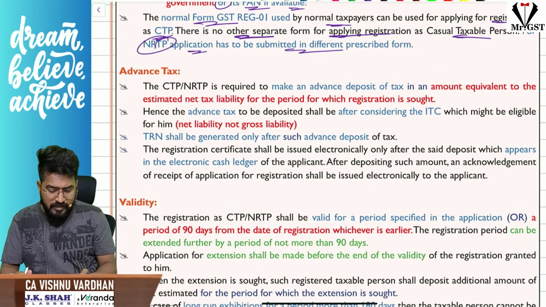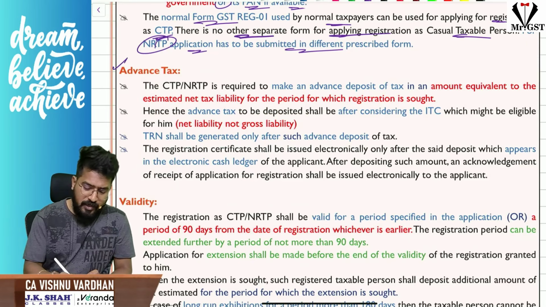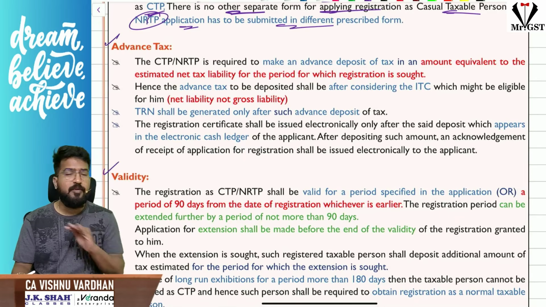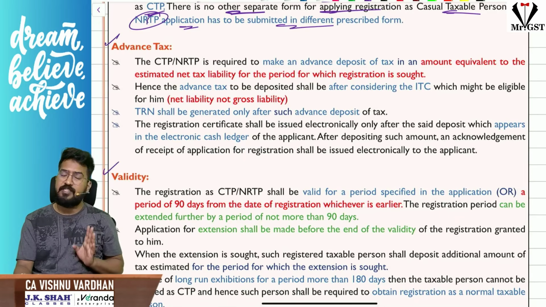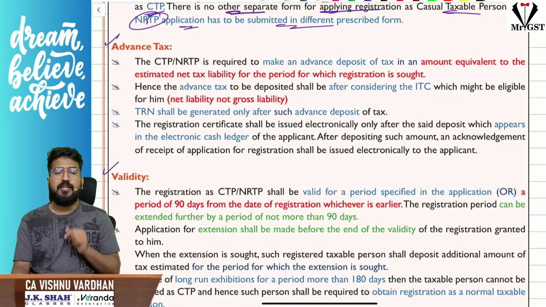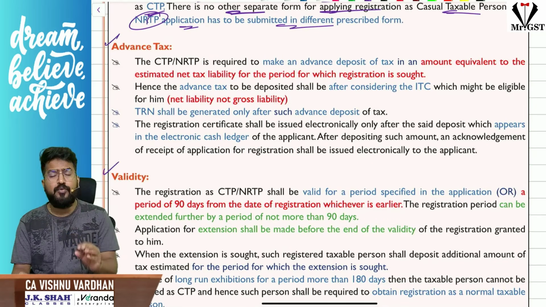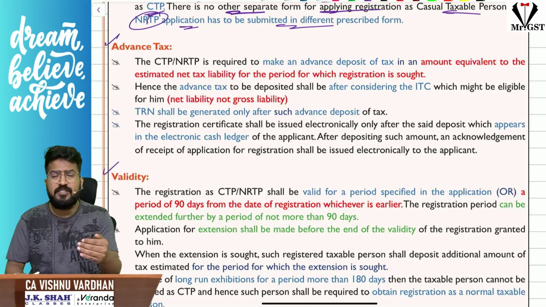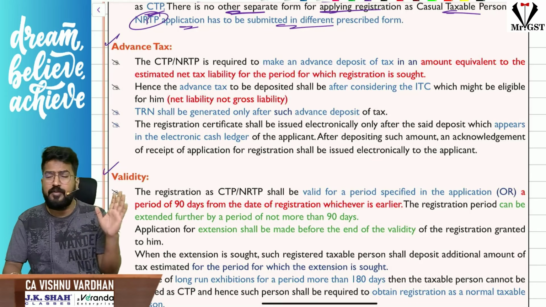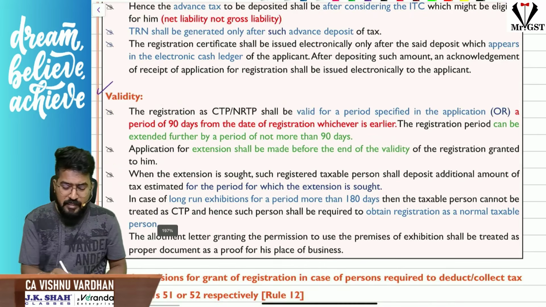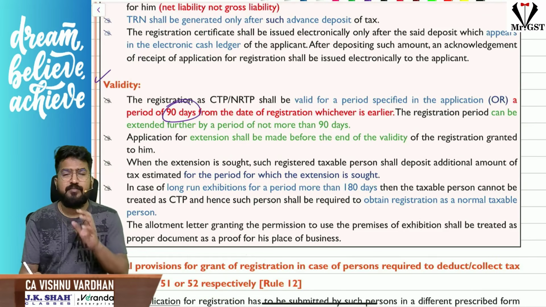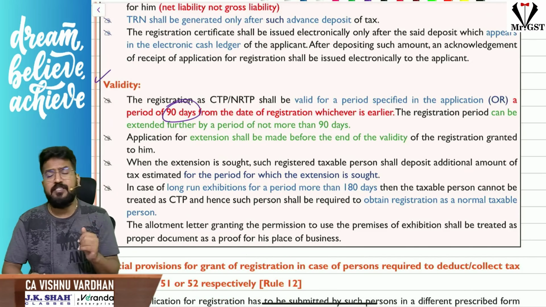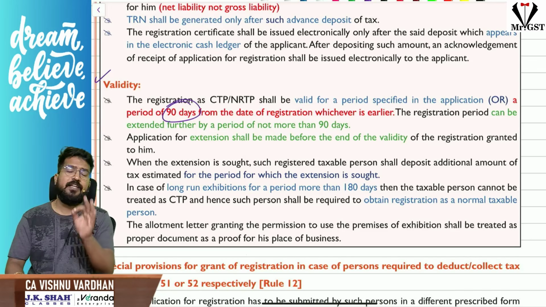Here the important things are the advance tax and the validity. These are the two very important points. When we take registration for normal taxpayers, we will not have any concept of advance tax in GST, and normally the registration certificate validity will be lifelong. But for CTPs and NRTPs, the validity will be 90 days maximum. They can ask for 10 days, but they will get 90 days? No: the number of days for which registration is sought, or 90 days, whichever is earlier.